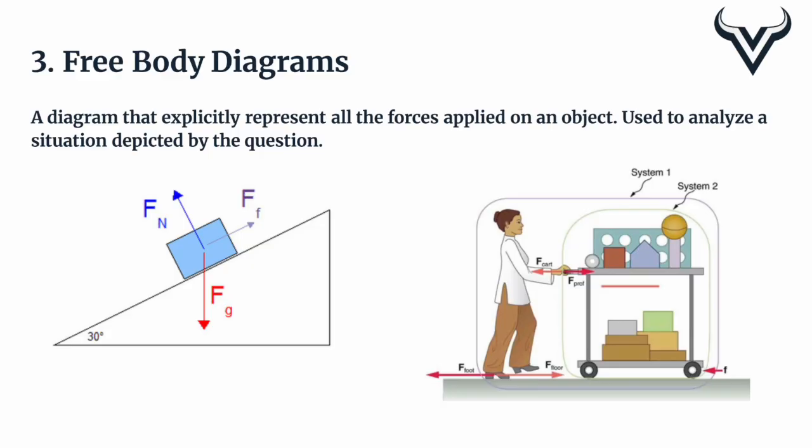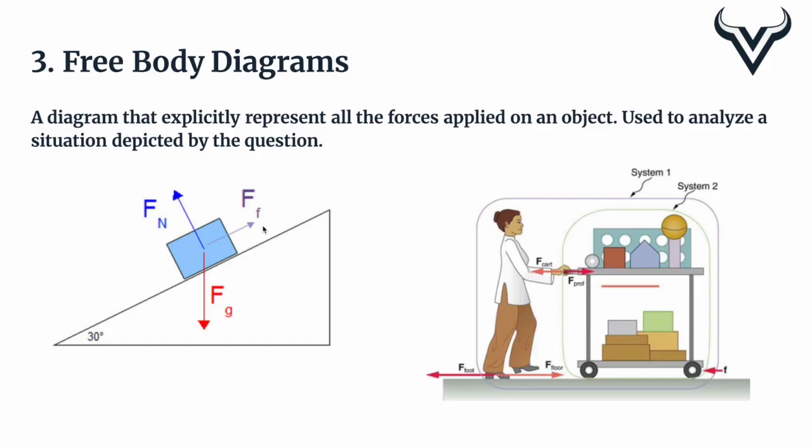Now let's talk about free body diagrams. Free body diagrams are diagrams that explicitly represent all the forces applied to an object, used to analyze the situation depicted by the question. For example, in this first image, we can see that there's an object lying on a slanted surface, and we can see that it's experiencing three forces, and I actually drew these forces out for you already. There's Fg, there's Fn, and Ff. Fg is the force of gravity, Fn is the normal force, and Ff is the force of friction.